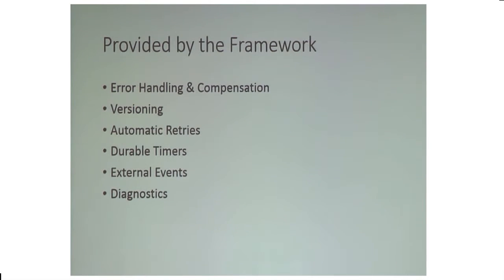Things like automatic retries. These are durable timers, another one. So being able to set a timer and know that timer is going to come true even if there's a restart or a movement of where the execution is happening. The ability to interact with external events and to get really good diagnostics. These are actually all things that the orchestration engine gives you really well. Things that I miss when I'm not working with the orchestration engine.